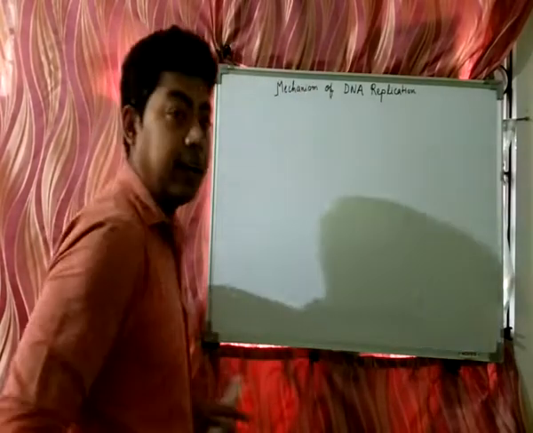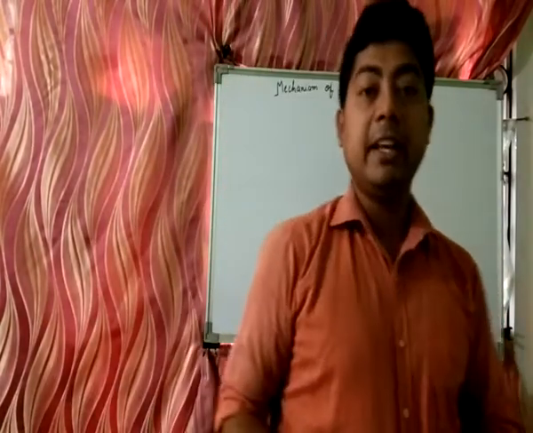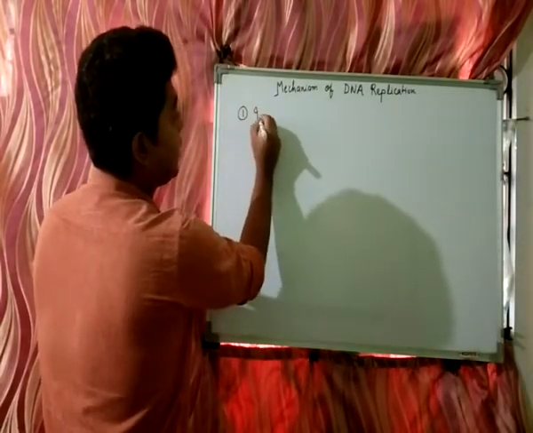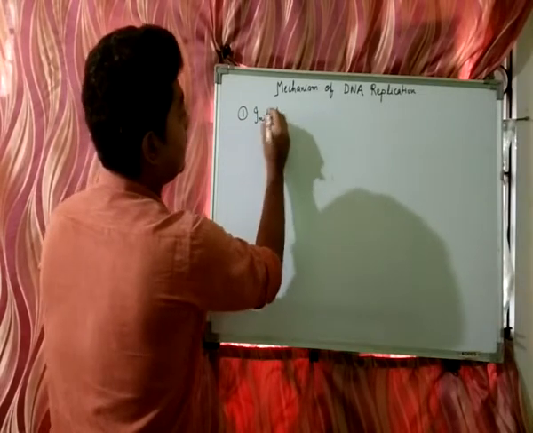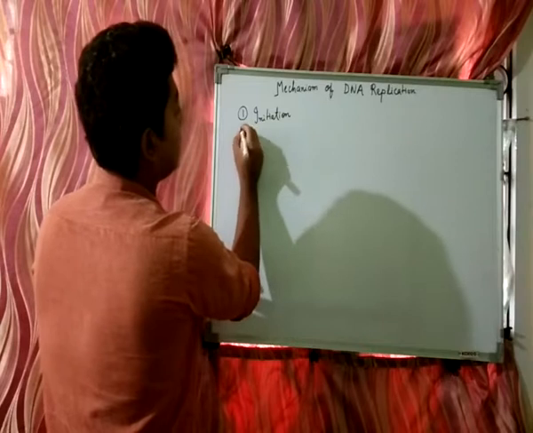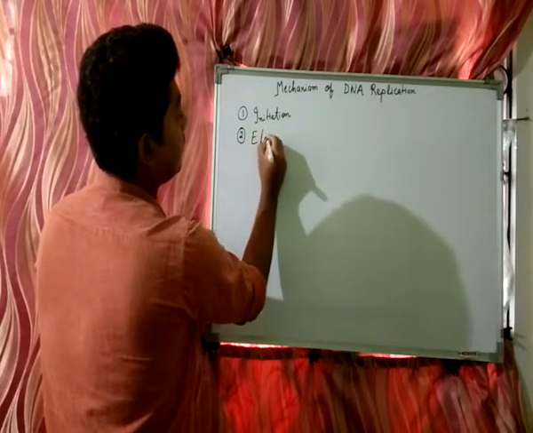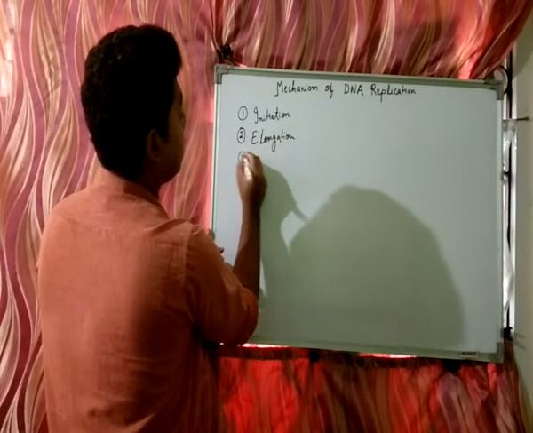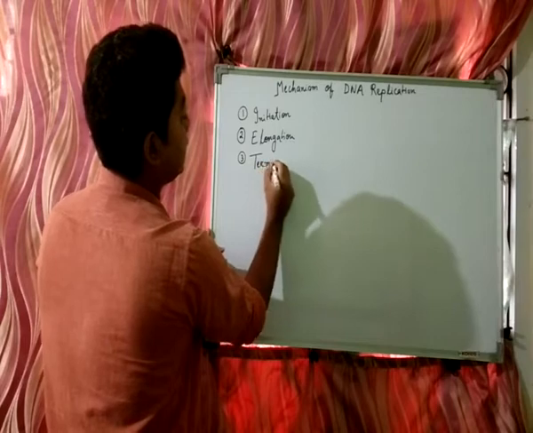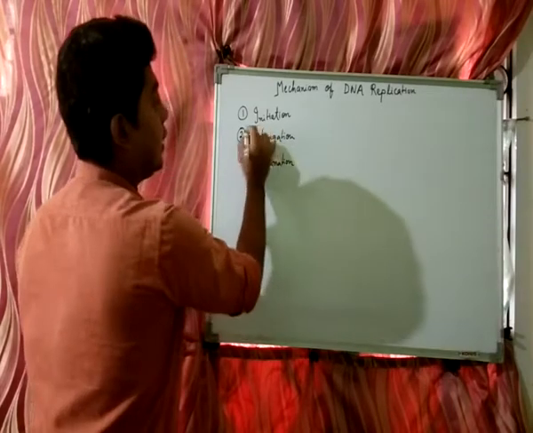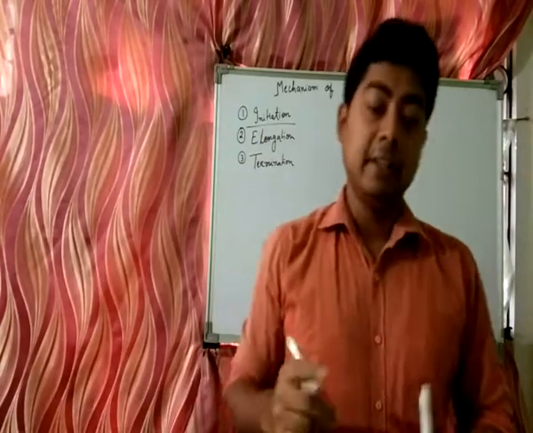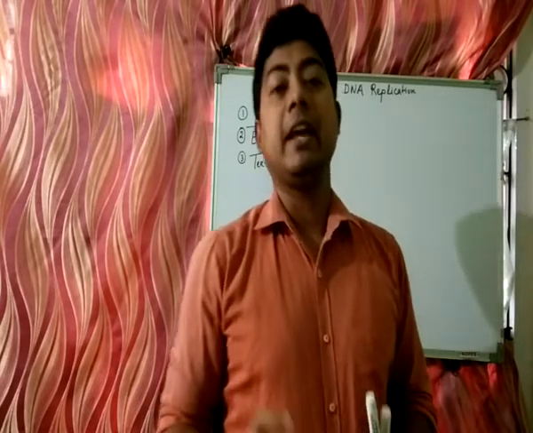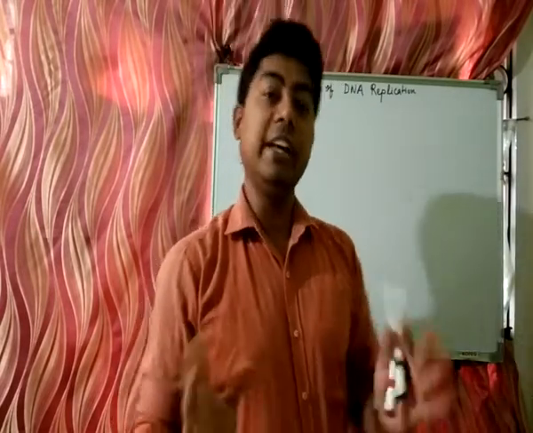After that, we'll discuss the different steps involved in DNA replication. Here the major steps are initiation, elongation, and the last one is termination. The initiation phase we already discussed. It means that at the origin point, the proteins or enzymes bind and the DNA opens up. That is called the initiation process.